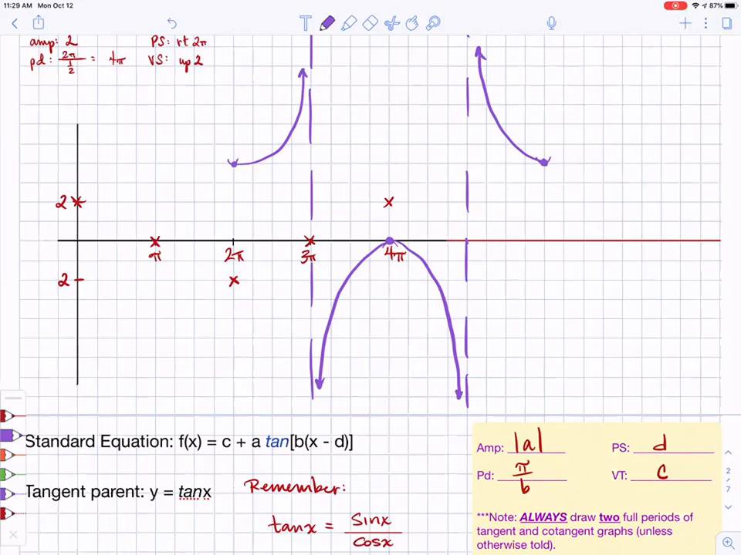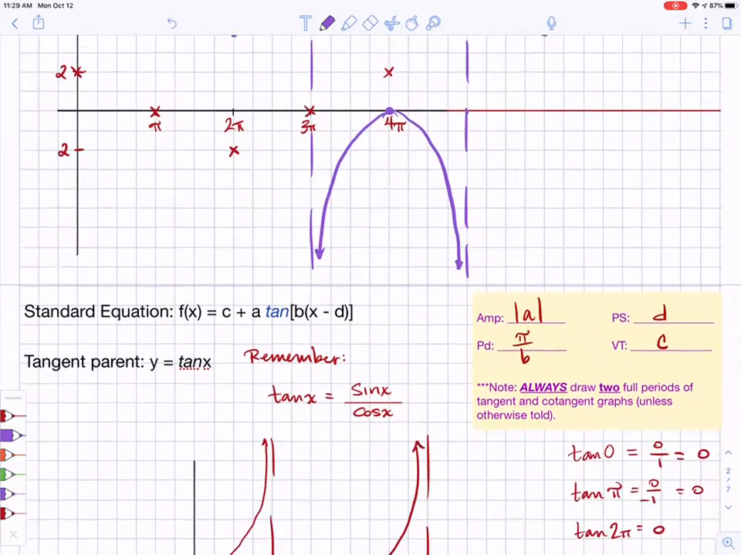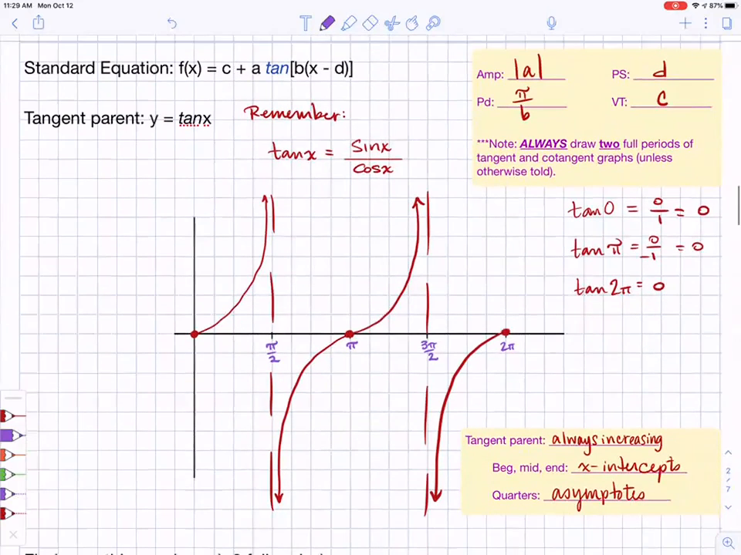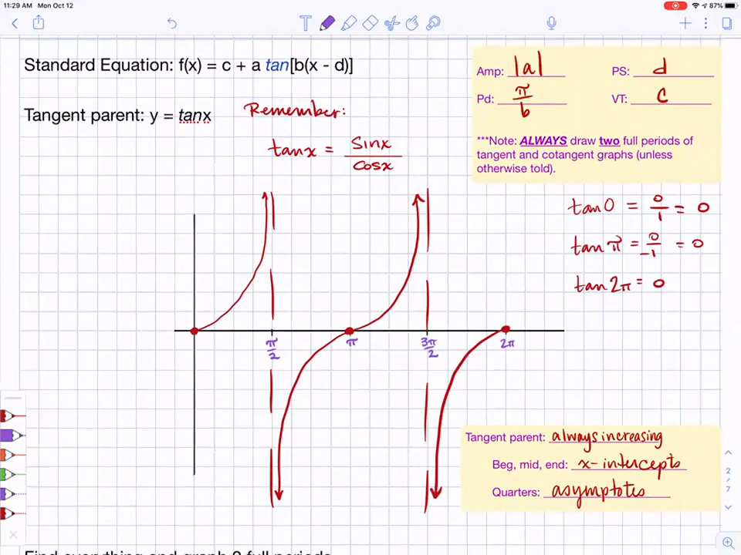Okay. All right, so take a look at the standard equation for tangents. Does the standard equation differ at all? It isn't different. I mean, unless you want to say it's got a tangent instead of a sine, cosine, secant, or cosecant. But as far as all the other letters, they're all the same. The standard equation hasn't changed. What has changed? The period. The formula for period is now pi over b instead of 2 pi over b.